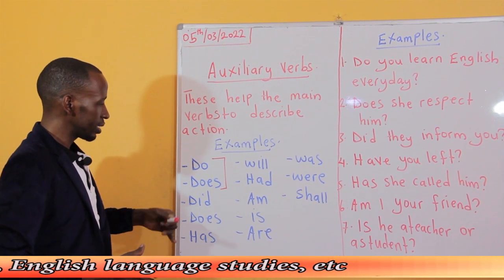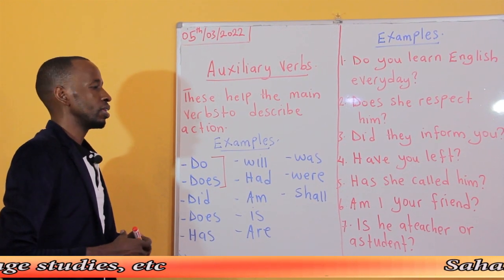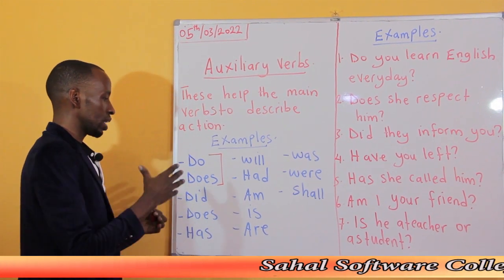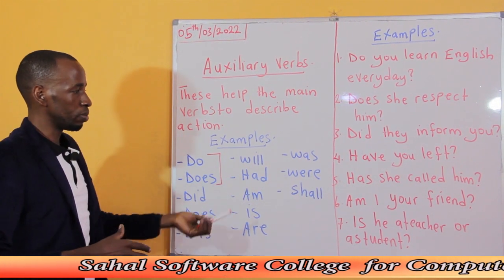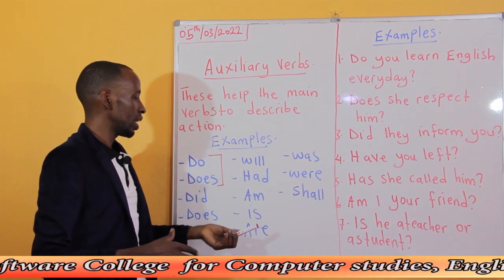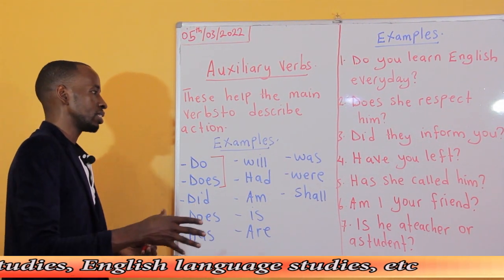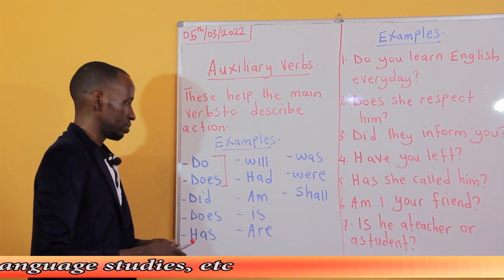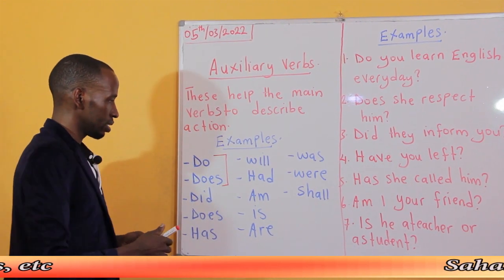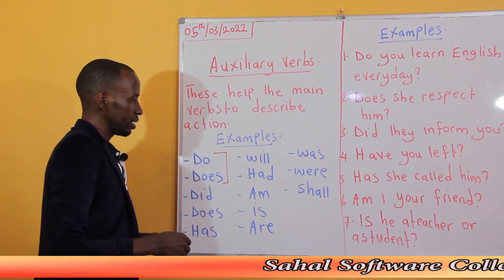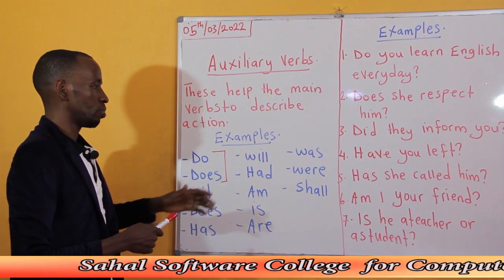We shall see that most of them are used to describe the action, except the verb to be, like was, were, and are, as we shall be seeing. Those ones can be used without action. We shall see ahead how we use all of them.